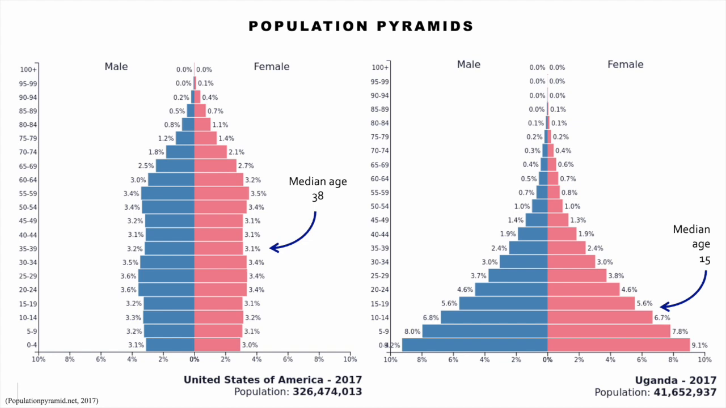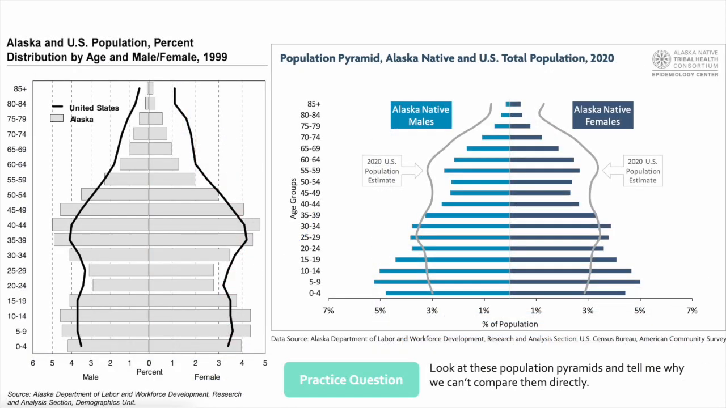To make comparisons between two populations that have a really different age distribution, we need to use adjustment, which we'll be talking about shortly. Here's a practice question. Look at these two population pyramids and tell me why we can't compare them directly.